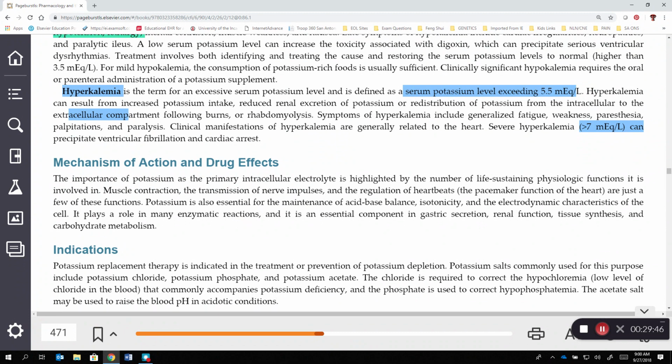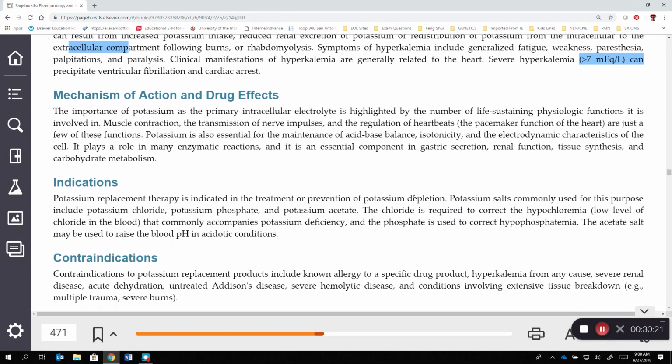So you need to know the symptoms: generalized fatigue, weakness, paresthesias, which are tingling in the fingers, the hands, and the feet, or even tingling on the face, in the cheeks, heart palpitations, and paralysis. Clinical manifestations, things we might be able to auscultate, listen to, or see on a telemetry or an EKG, would be changes in the cardiac rhythm. You can actually precipitate ventricular fibrillation and cardiac arrest with a serum potassium level greater than 7.